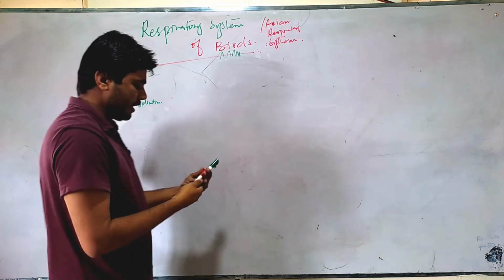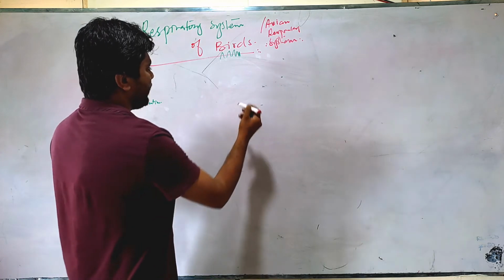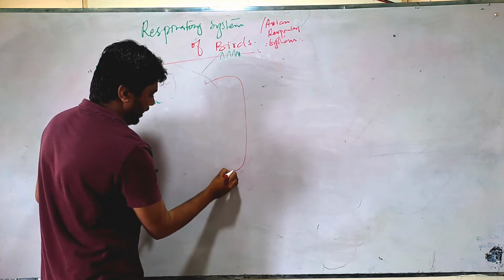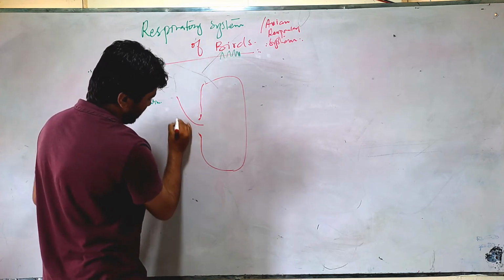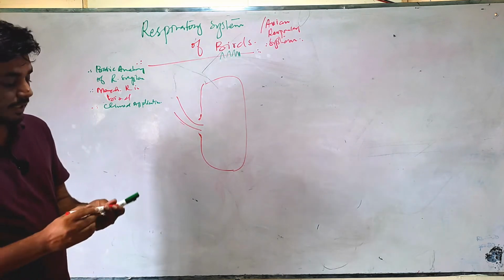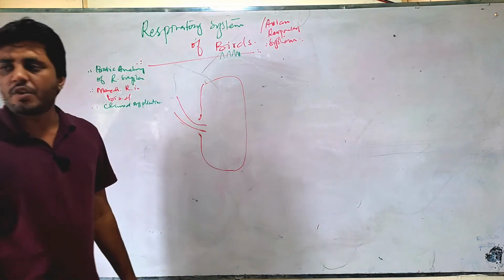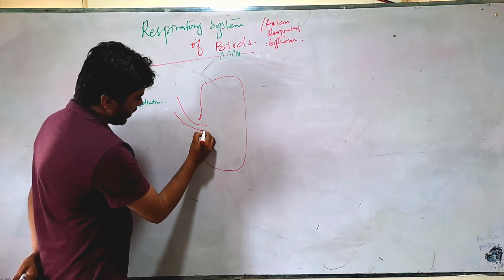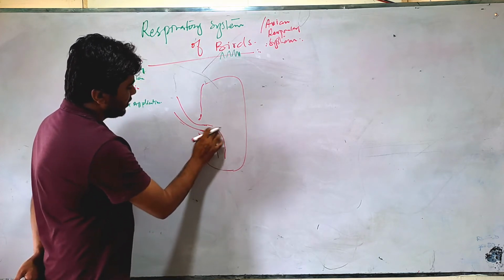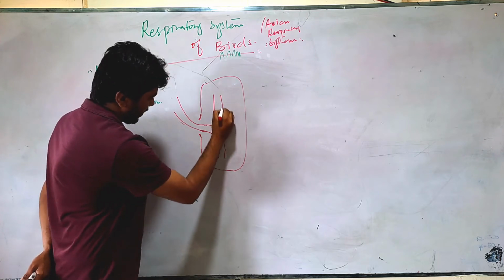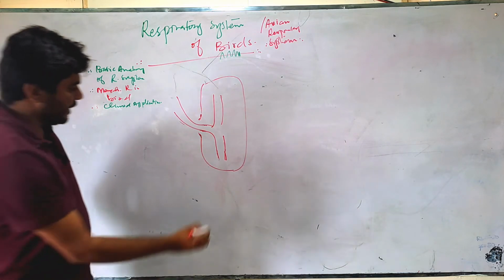Look here. If this is the avian lung, there is an entry of what? The trachea. The primary bronchi divide into... no, here the story is different from a normal creature. This divides into secondary bronchi.